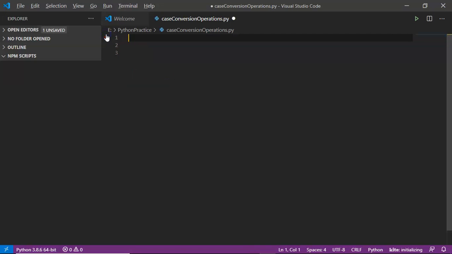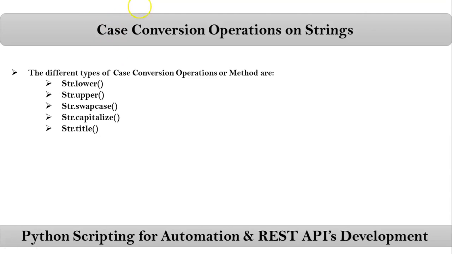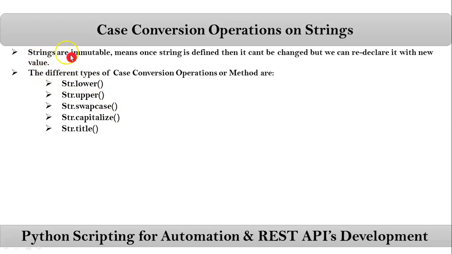That's fine. Now let me list the available case conversion methods on strings. See, these are all different types of methods to work with case conversion. If you observe here, it is string dot your function. That's why we call this function a method. So string dot, where string is a variable or directly a string. And one more important point about strings is that strings are immutable. That means once a string is defined, it cannot be changed, but we can redeclare it with a new value.